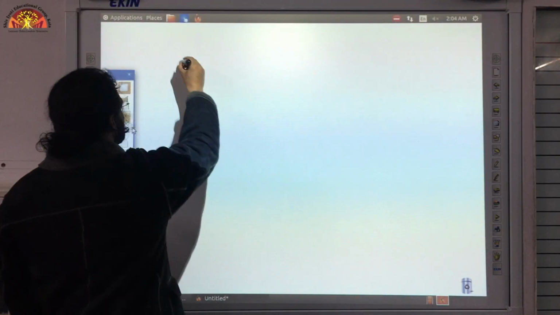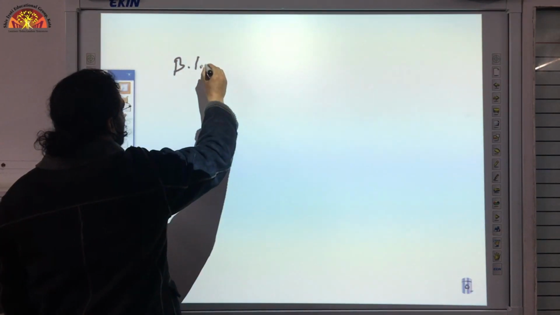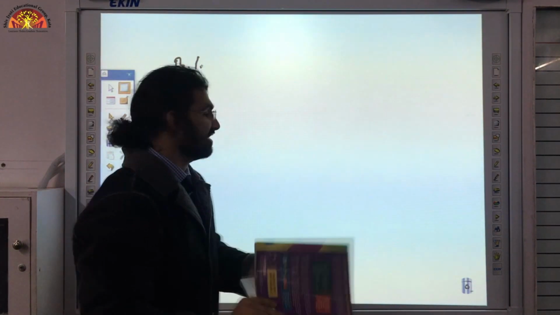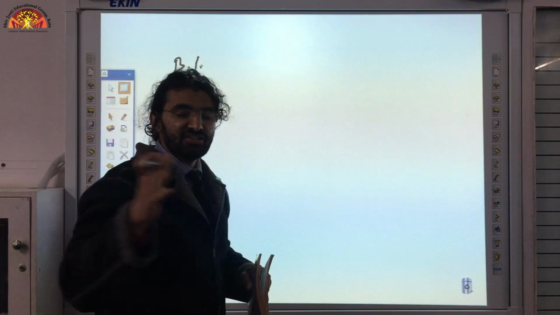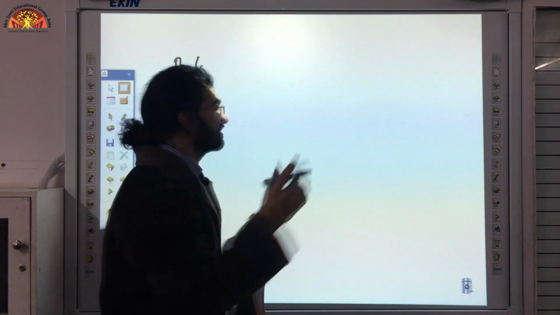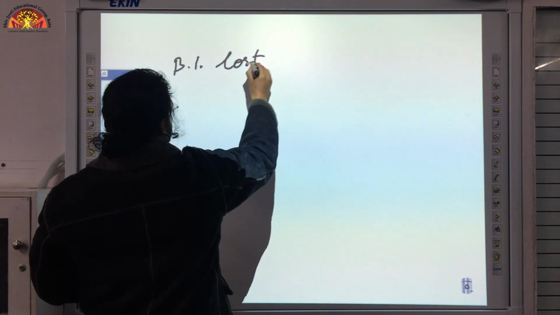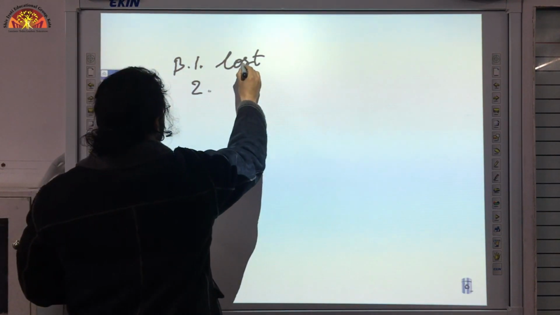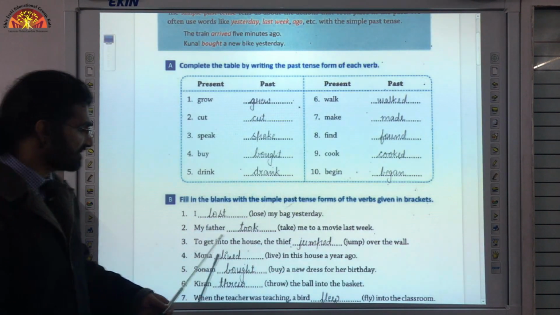Exercise B. First one. I dash my bag yesterday. When did it happen? It happened yesterday, which means past. I lost my bag yesterday. We will use this past tense form of verb, lost. I lost my bag yesterday.